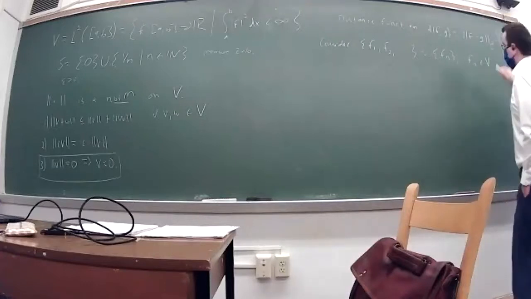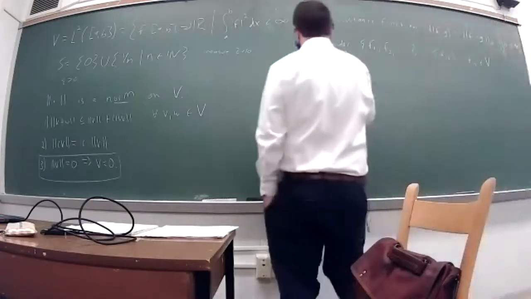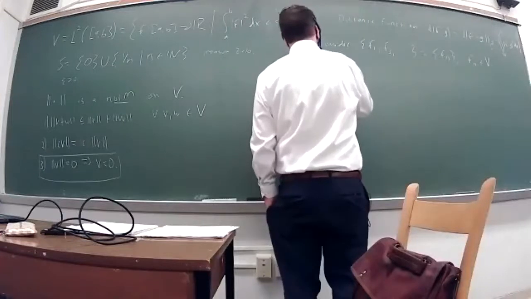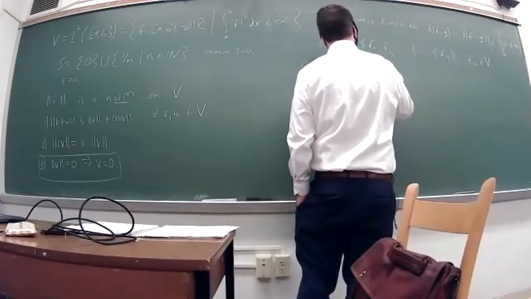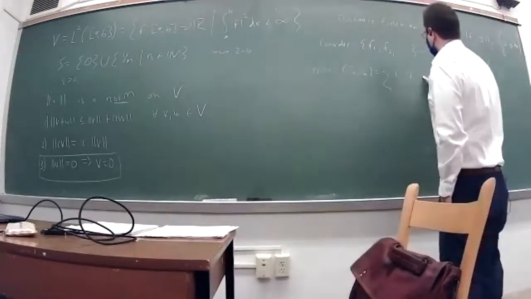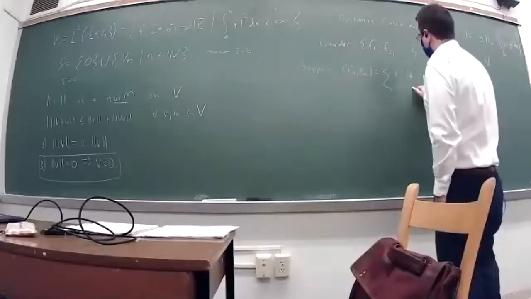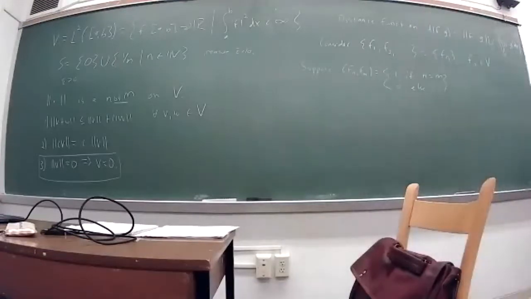each one inside L2 of the interval. And suppose they're orthonormal. So suppose the inner product of any two of them is equal to 1 if n is equal to m and 0 else. And we've already seen examples of this.